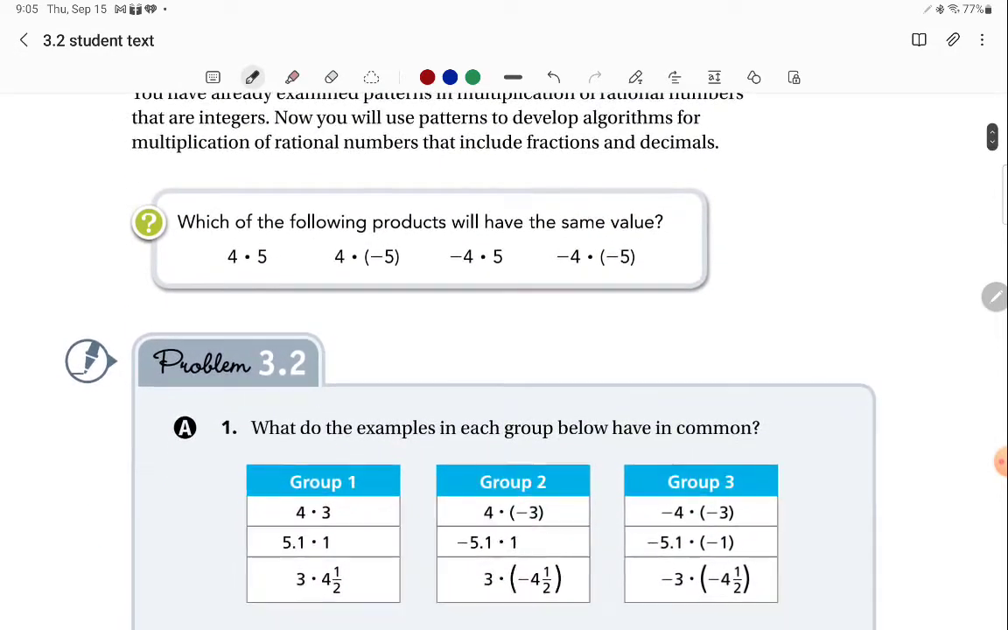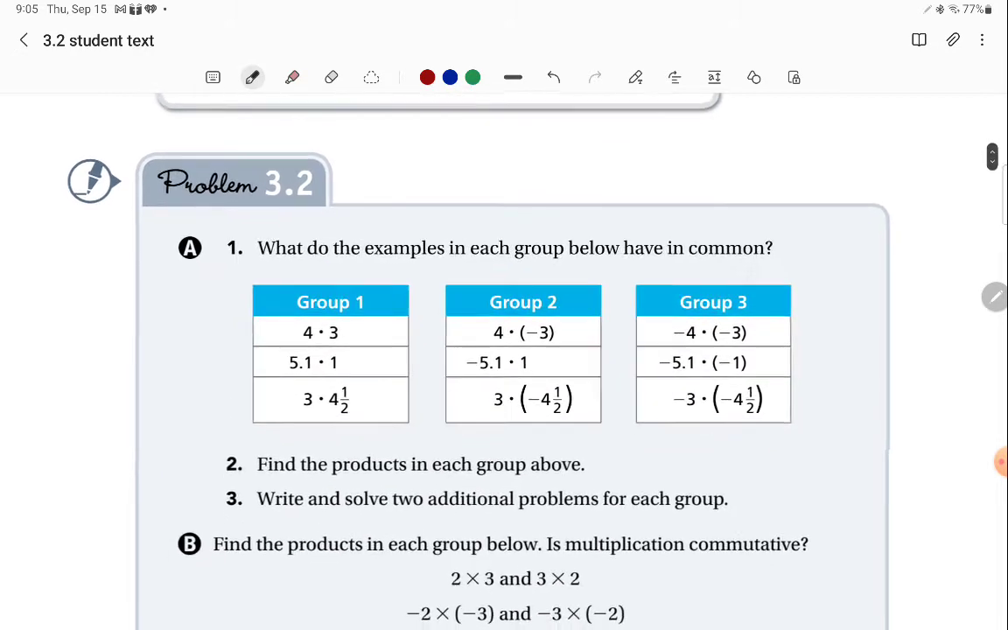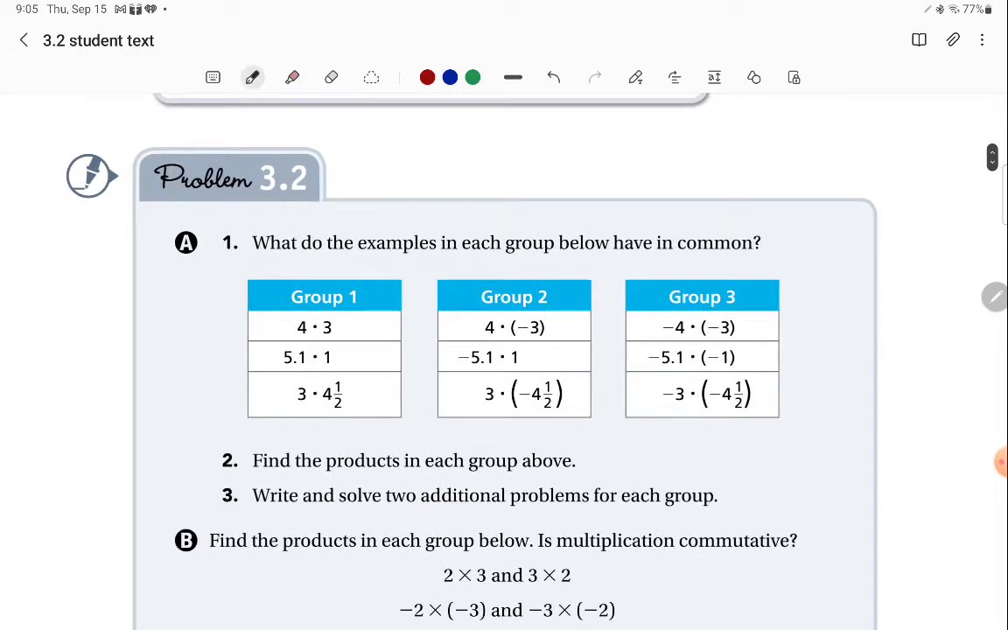We're looking at more patterns. Again, understanding patterns and how numbers work together is extremely important to get the big picture. And so that's kind of what we're looking for here. In number one, it says, what do the examples in each group below have in common? Now, there's a lot of different answers here, but if you want to, just go ahead and pause the video and write down your answers. What are some things that these have in common? Pause it, answer that question, and come back.